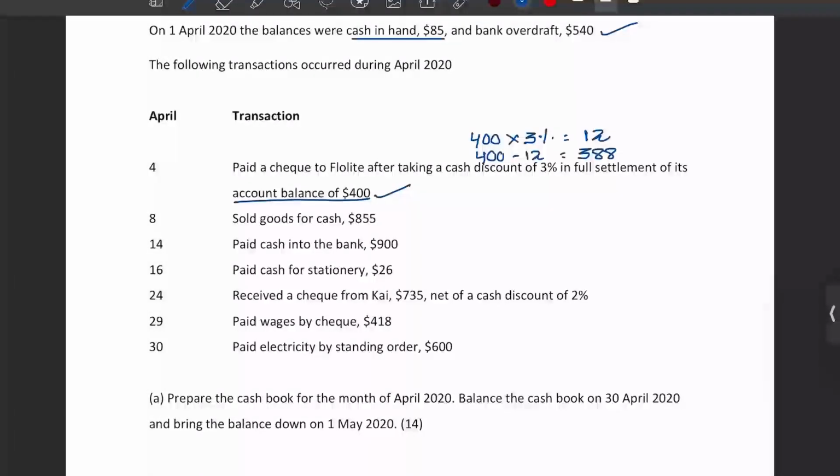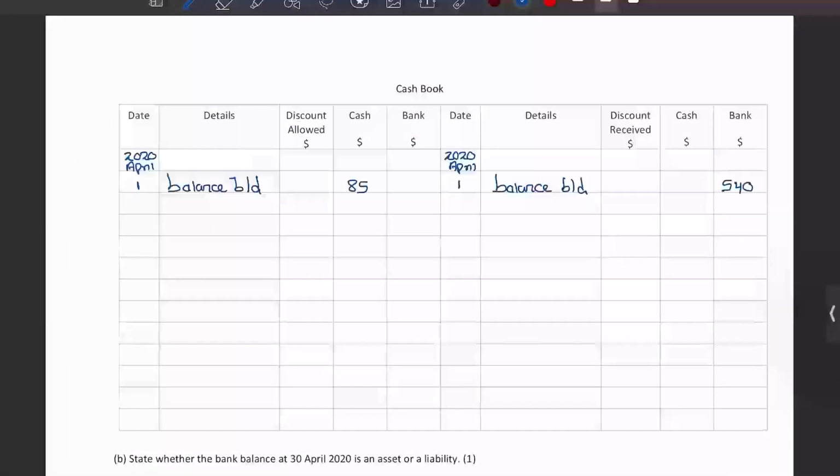Now tell me, money in the bank. You're paying by check. Money in the bank, increasing or reducing? Reducing. If money in the bank is reducing, what will I do to the bank account? Credit. Money in the bank is reducing, meaning the bank account is credit. Perfect. Write the date, 4th.